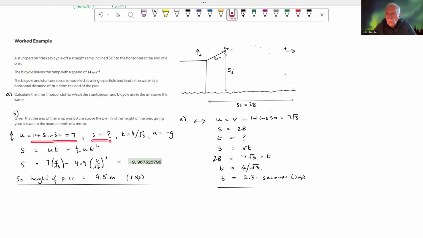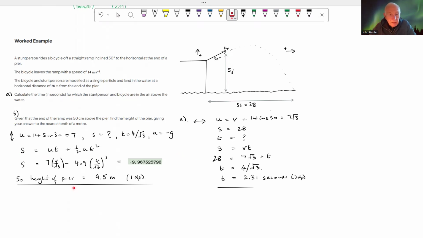The displacement we don't know. It's going to turn out to be negative, because our displacement is going to be downwards. The time we just worked out from over here, and the acceleration is minus g, the acceleration due to gravity, minus because obviously that is downwards and our frame of reference is upwards.